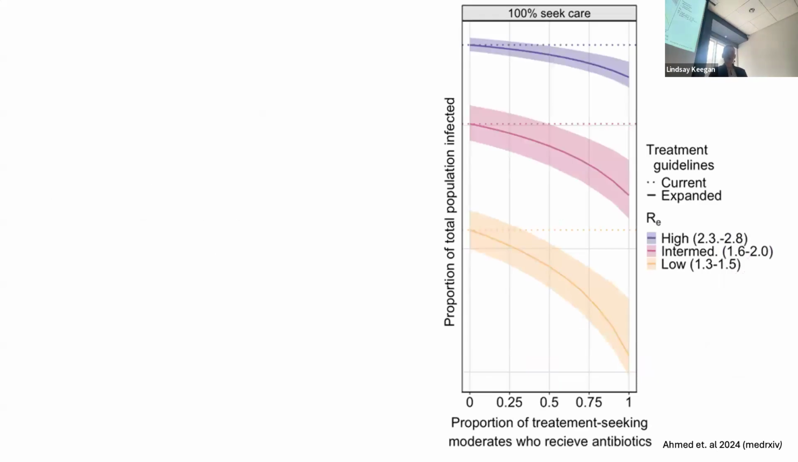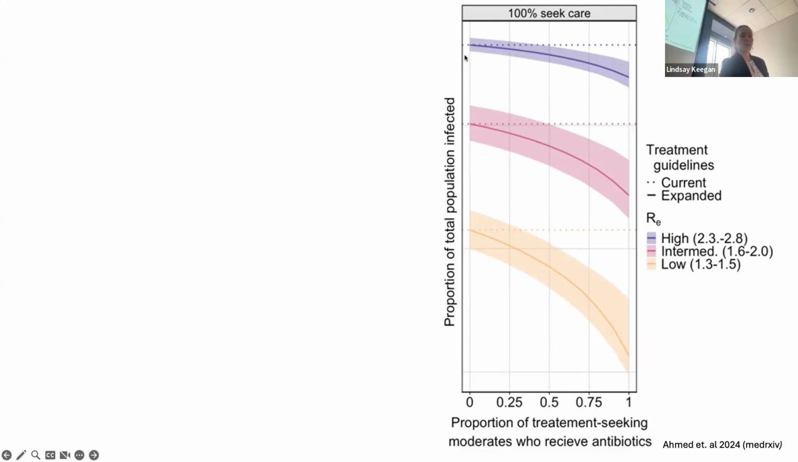And so what we find is that when you expand treatment guidelines to include moderate infections, the outbreak final size, which is what's plotted here, goes down in all cases. So here we have 100% of moderate infections seek care. So everybody who is moderately infected is presenting to a health facility. It's not particularly realistic, but bear with me here.